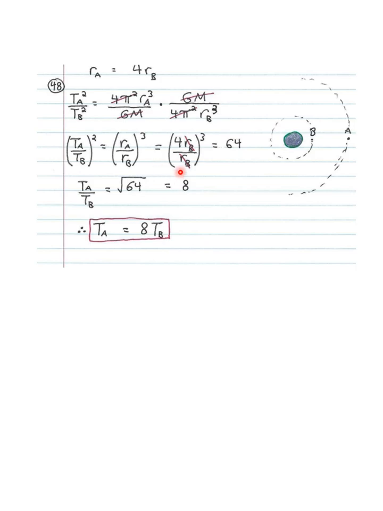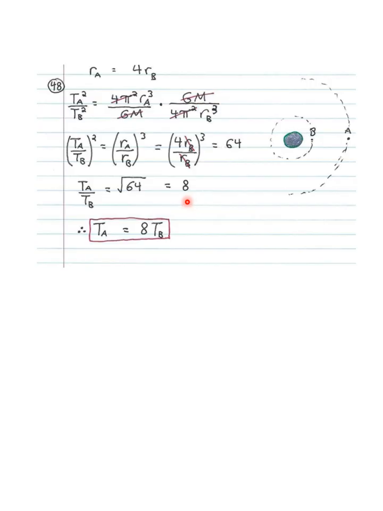And let's now substitute into that numerator that RA is 4 times RB. The RB's go away, and we're left simply with 4 cubed, which is 64. Now, let's look at the left-hand side and the right-hand side. TA over TB squared is 64, and we want the ratio of TA over TB, so let's square root both sides. TA over TB is the square root of 64, which is 8.